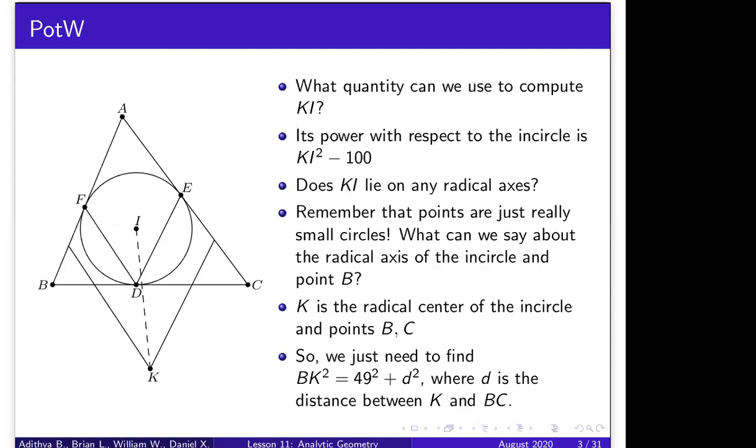Okay. So now we reduce the question to finding d. Why is K the radical center? So the B midline of BFD is the radical axis of point B and the incircle. Does that make sense?